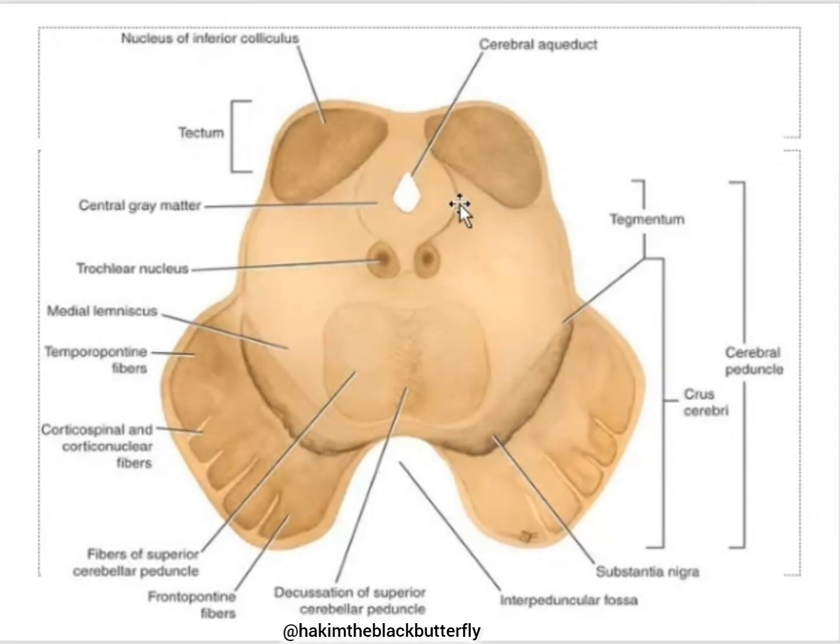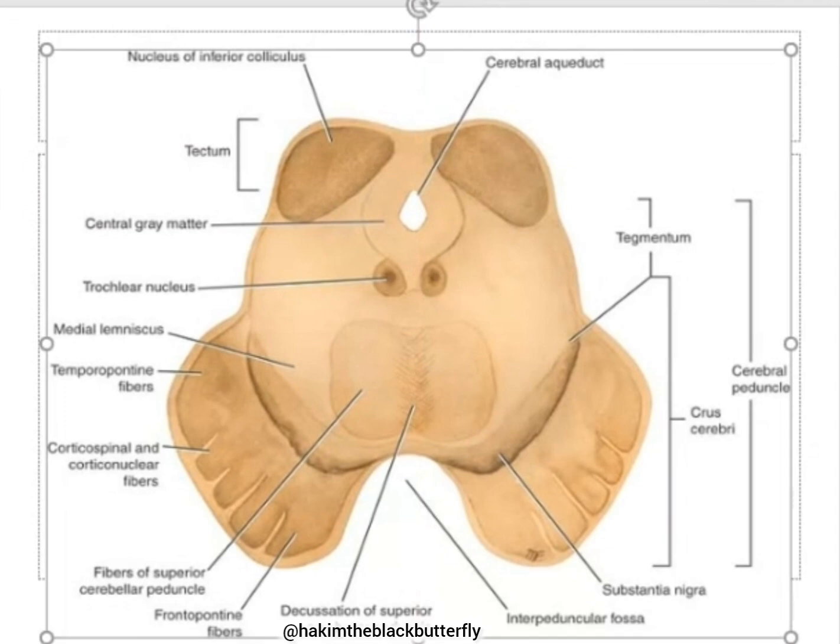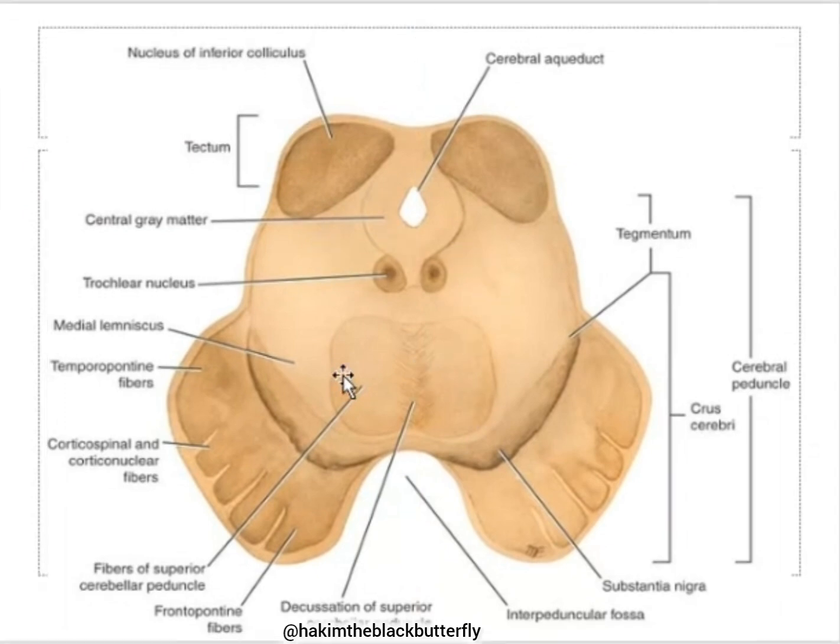The entire region anterior to the cerebral aqueduct is what we call the cerebral peduncle. So you can see this is the cerebral peduncle and this is the tectum, and the boundary is the cerebral aqueduct. So what are the divisions of the cerebral peduncles? The area immediately anterior to the cerebral aqueduct is the tegmentum.